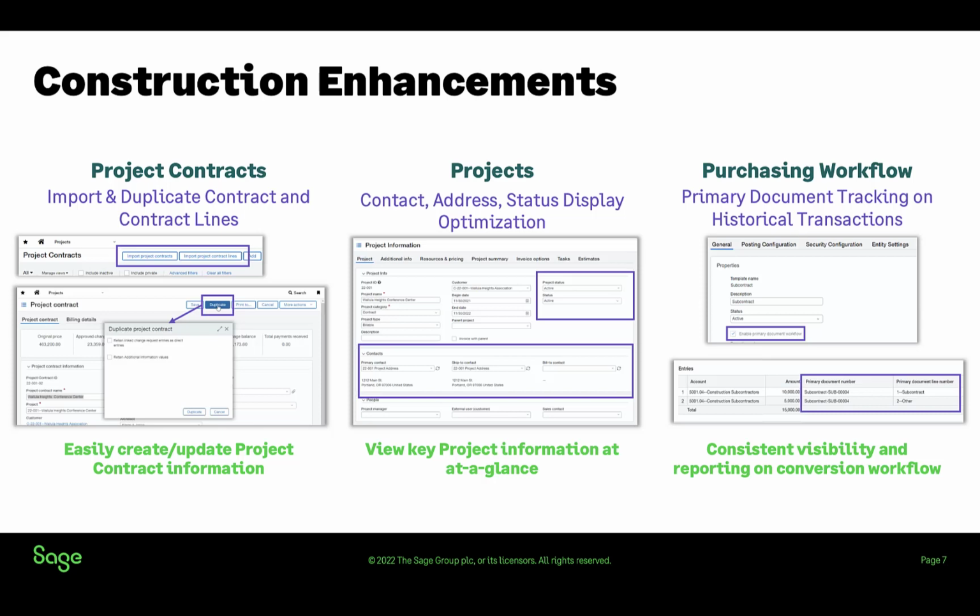In a previous release, we introduced primary document tracking on purchasing transactions, where downstream conversions maintain a link back to the primary document. Primary document tracking affected transactions on a go-forward basis. In this release, the system will now automatically populate existing transactions with primary document references. This way, all purchasing transactions are consistent, and you get improved visibility and ease of reporting on conversion workflow.